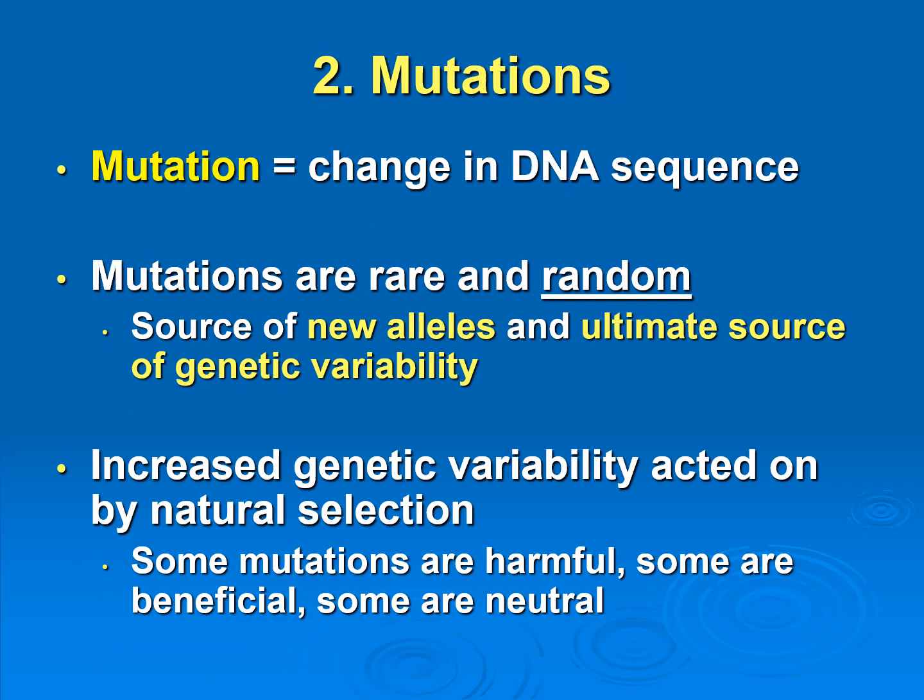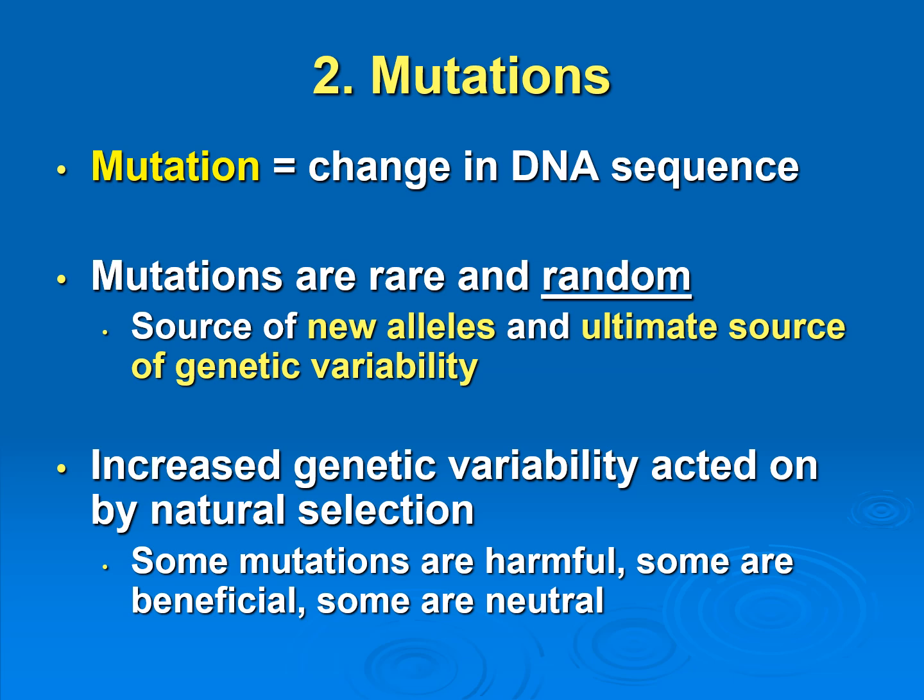So let's take a look at mutations first. So remember that a mutation is just a change in the DNA sequence. Mutations don't happen very often, but when they do, they're just random. They're just by chance, so they're not directed. They're not going to happen because it's going to make the organism survive better in the environment.